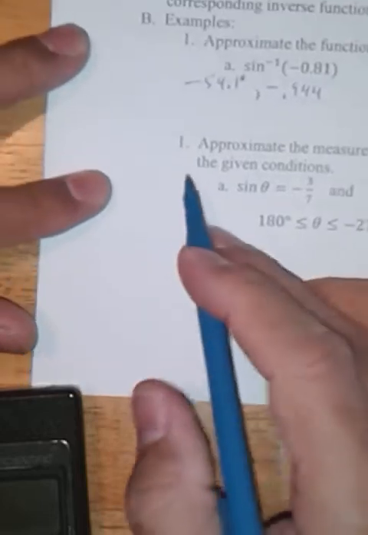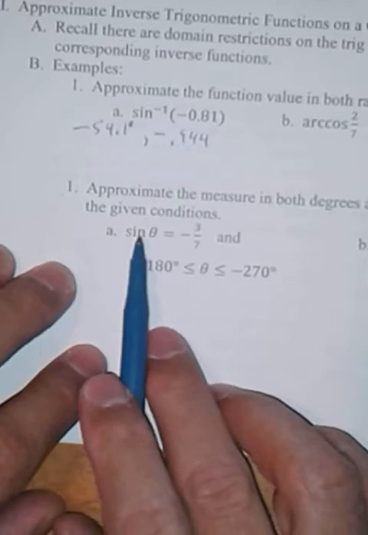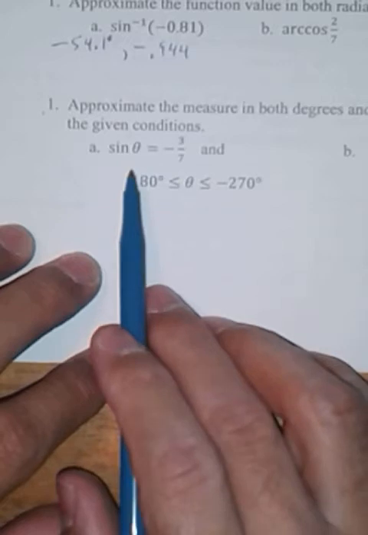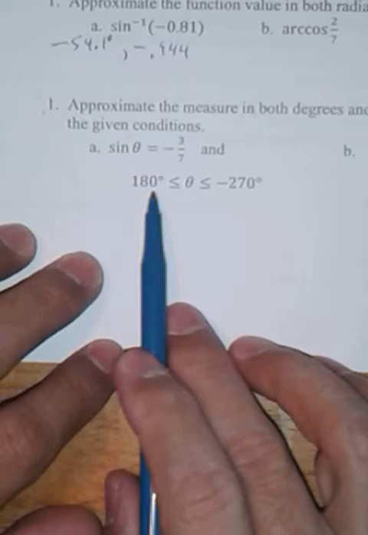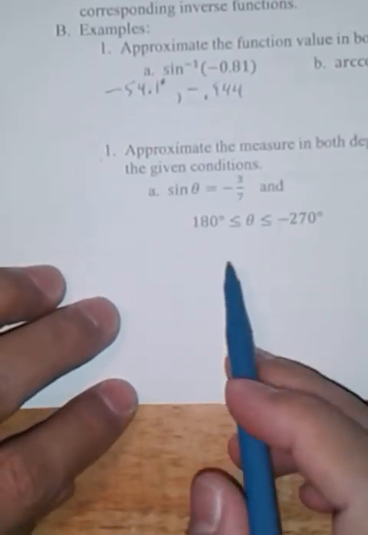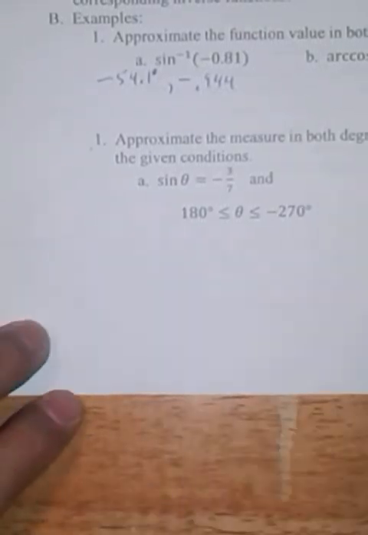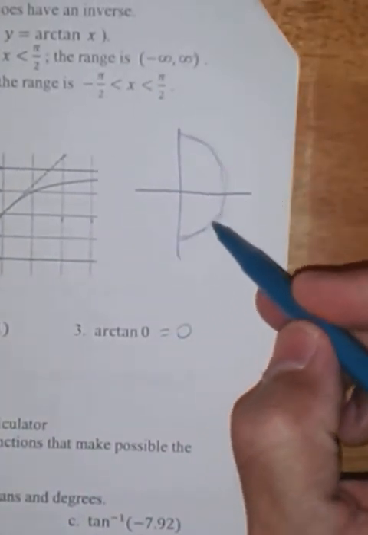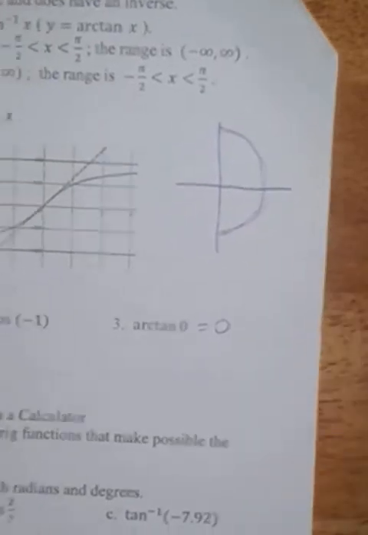Okay, let's try the other number one, the second one, right? It says approximate the measure in both degrees and radians of the angle theta with the given conditions. Let's try the first one. It says sine theta equals negative 3/7, and theta is from 180 to 270. So first of all, I'm going to use arc sine. Notice they're not asking me to find arc sine, but I'm going to use arc sine. Remember, arc sine is going to give me a value from negative pi over 2 to pi over 2, or from negative 90 to positive 90.